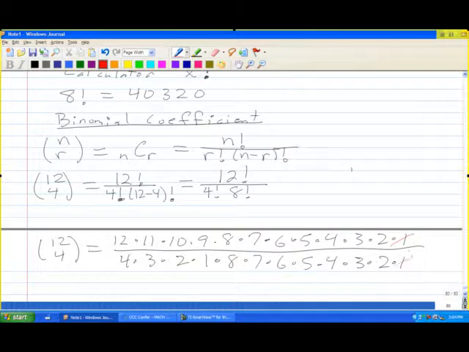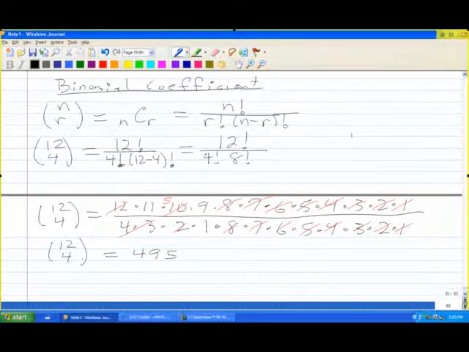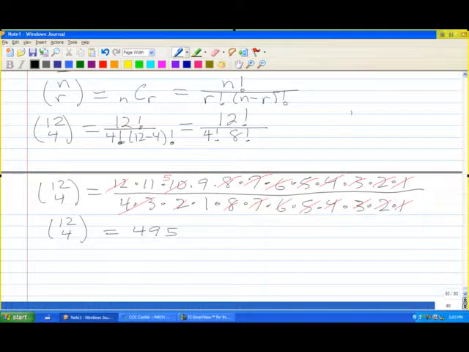Notice that the 1s, 2s, 3, 4, 6, 7, 8 all cancel. And there are other things that cancel. 12 divided by 12 cancels. 10 divided by 2 is 5. And so it's just 45 times 11, which is 495.